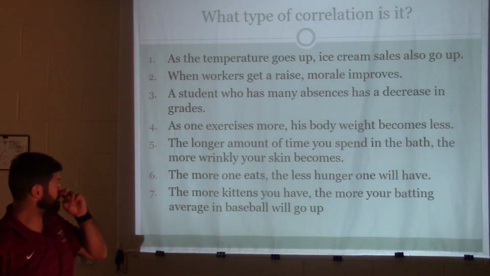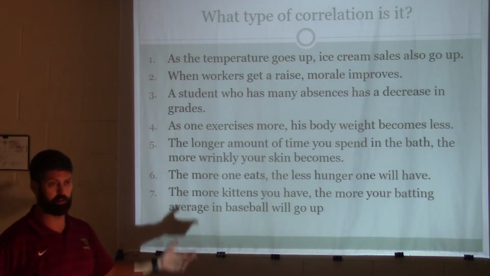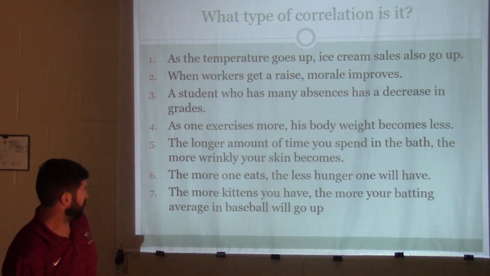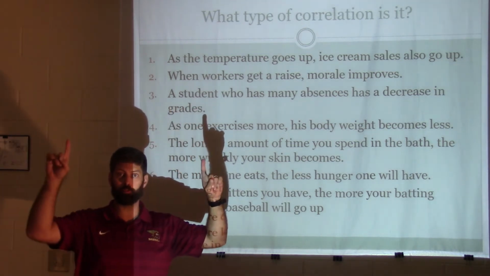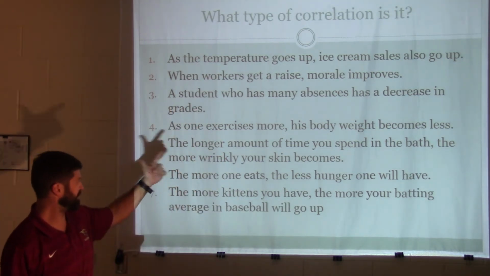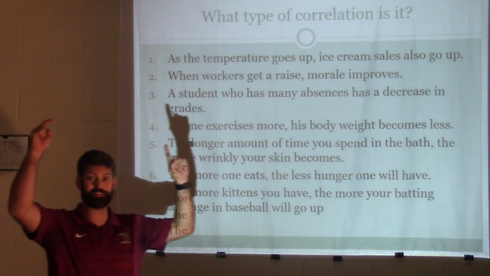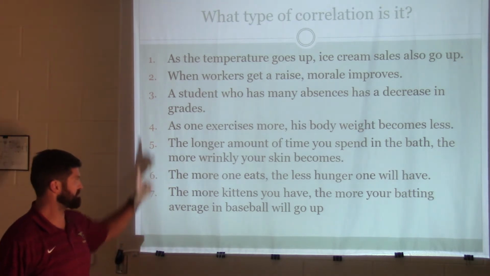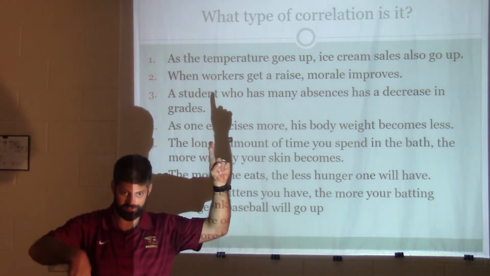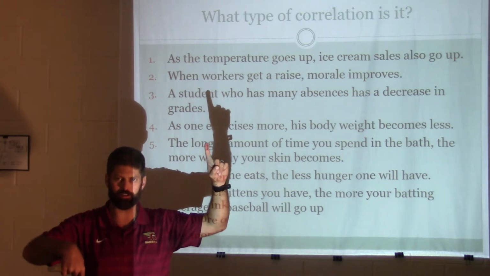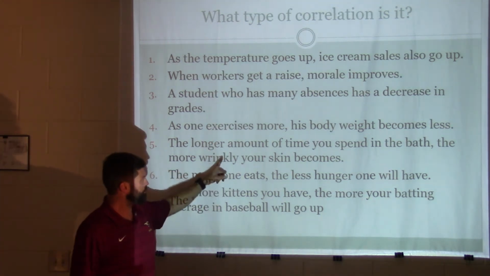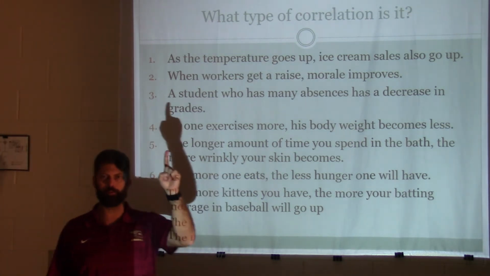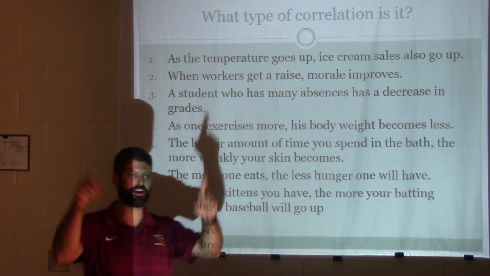Some examples here. As the temperature goes up, ice cream sales also go up. So temperature up, ice cream sales up, positive correlation. When workers get a raise, morale improves, positive. A student who has many absences has a decrease in grades, negative correlation. As one exercises more, body weight becomes less, negative correlation. The longer amount of time you spend in the bath, the more wrinkly your skin becomes. More time in bath, more wrinkles, positive correlation.